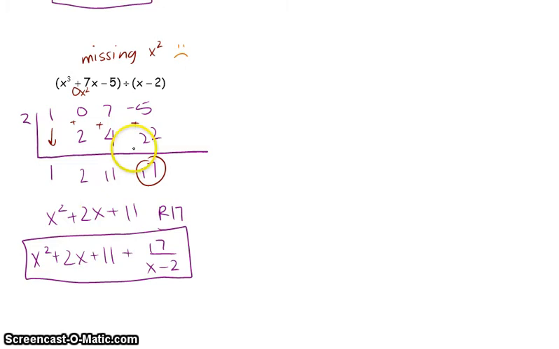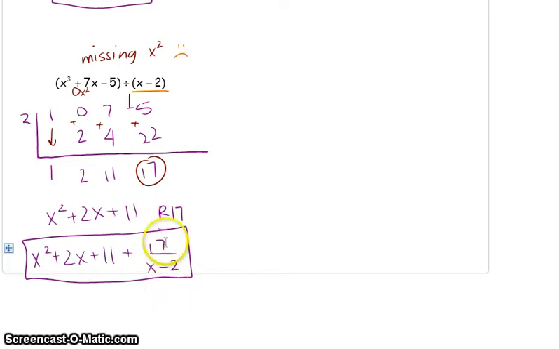Once you use synthetic division, you'll end up getting x squared plus 2x plus 11, having a remainder of 17. So then you just take this 17 and divide it by what we were dividing by up here. 17 over x minus 2.